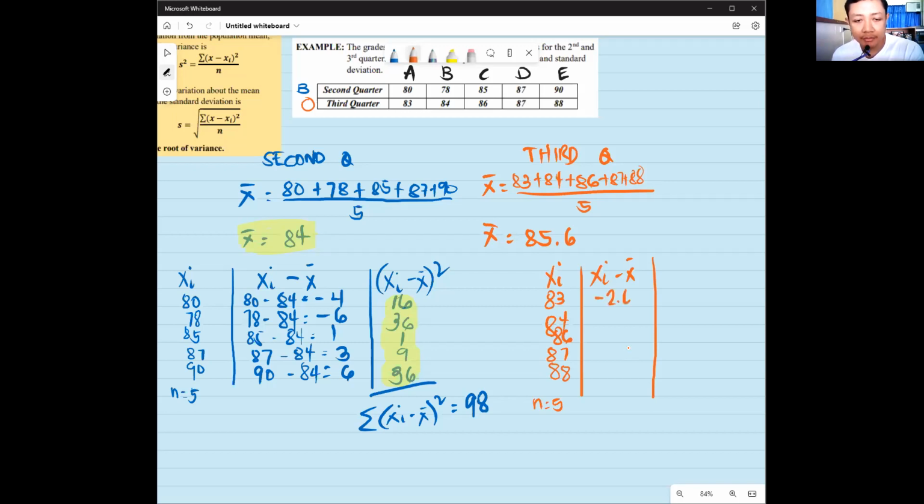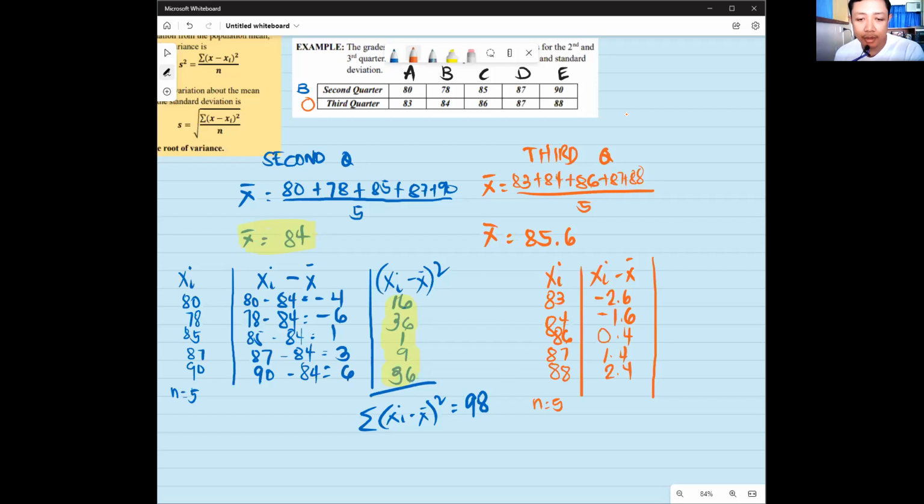2.6. 84 minus 85.6 is negative 1.6. 86 minus 85.6 is 0.4. And then we have here 87 minus 85.6 is 1.4. Very good. And 88 minus 85.6 is 2.4. Very good. Show me a reaction if you were able to solve the same values for the second column. Let me see. Good. Nice.